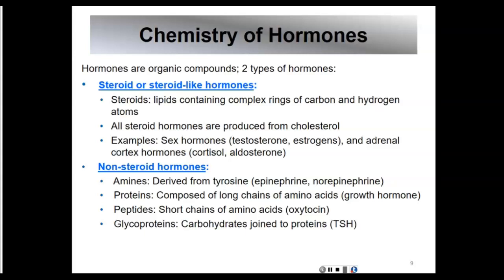Non-steroid hormones are derived from tyrosine, epinephrine, or norepinephrine. They are proteins composed of long chains of amino acids, like growth hormone. They are peptides, which are short chains of amino acids, like oxytocin, or they're glycoproteins, which are carbohydrates joined to proteins, like thyroid-stimulating hormone.